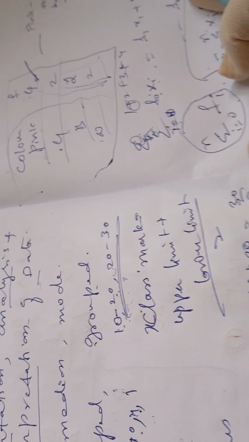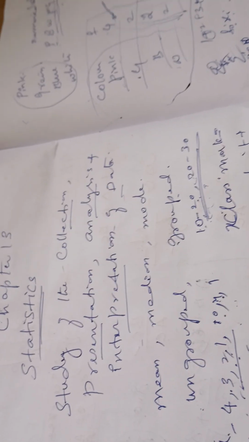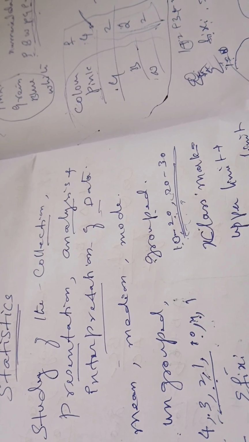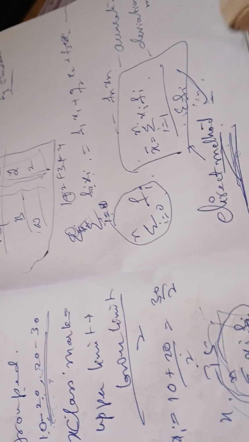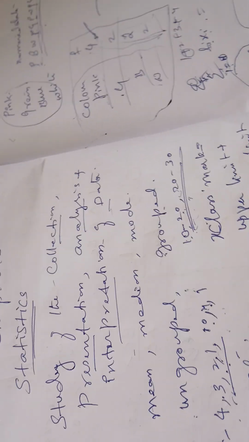In your questions, the data is given, the frequency table is given, and we are asked to calculate using an appropriate method. Which method do you have to use? You have to analyze and write direct method, assumed mean method, or step deviation method. Is it clear? So next class, in the next video, we will try to solve.